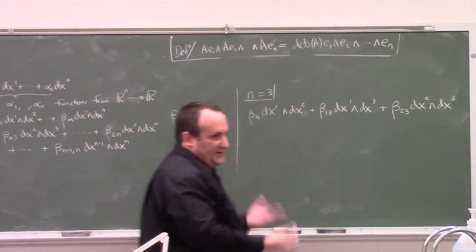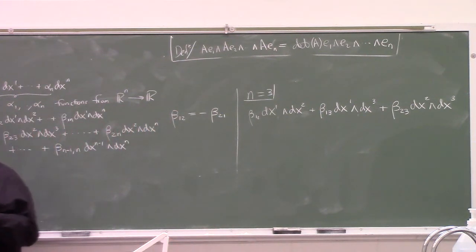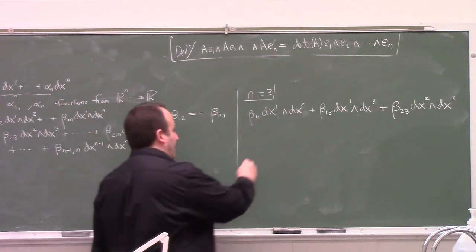So in three dimensions, there are just three linearly independent two forms at a point. It so happens. In four dimensions, there are six. In n dimensions, there's n choose two. Do you guys know what n choose two is? Like, n choose two?